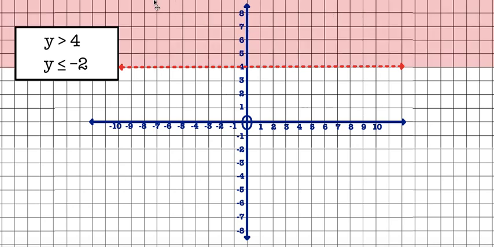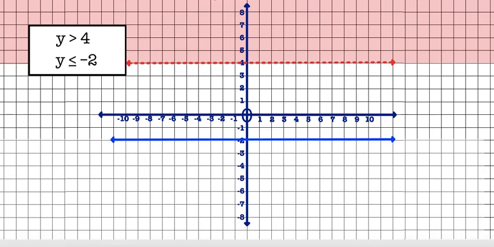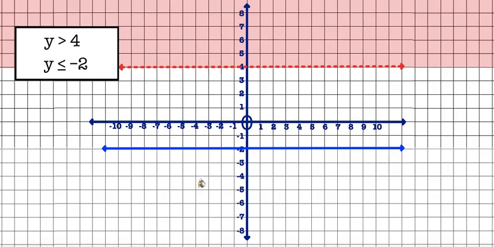And then our second inequality is y is less than or equal to negative 2. So because it's less than or equal to, we're going to use a solid line at -2. And because y is less than or equal to, we're going to shade everything below.